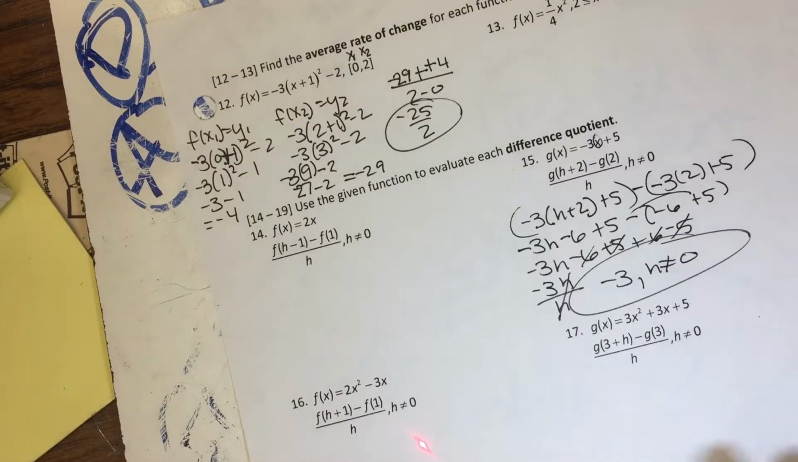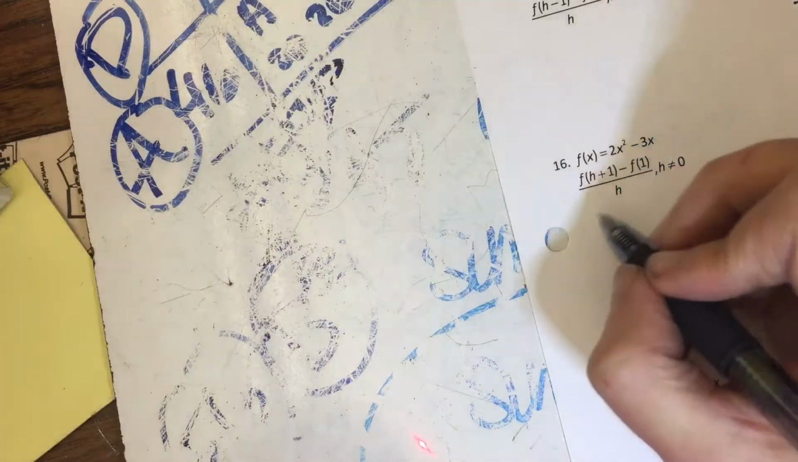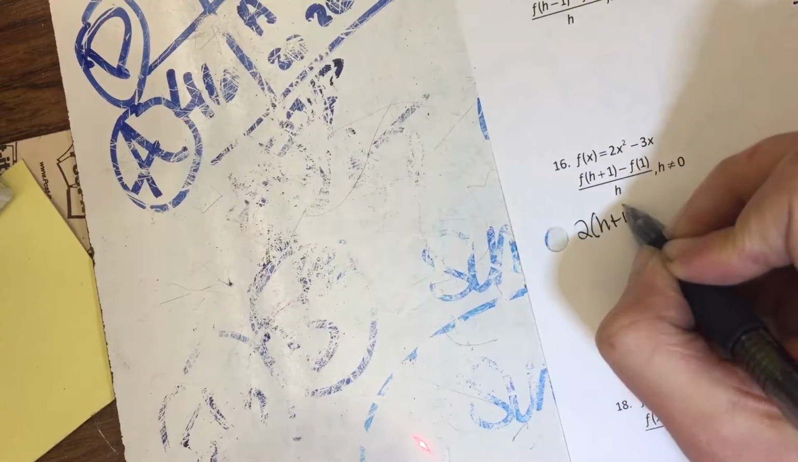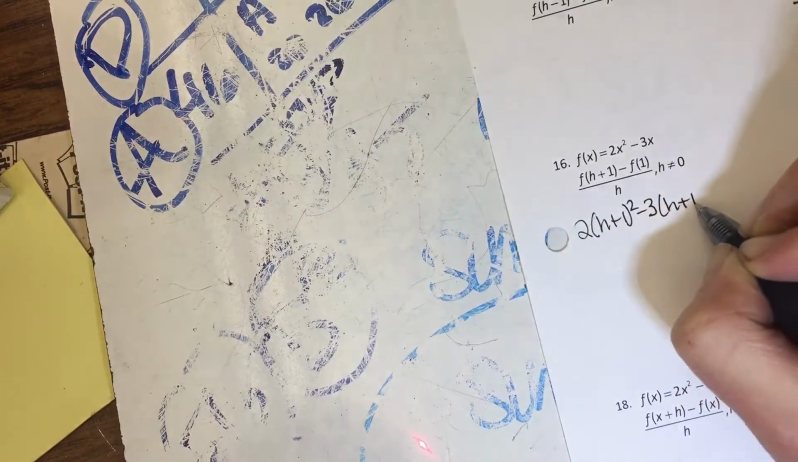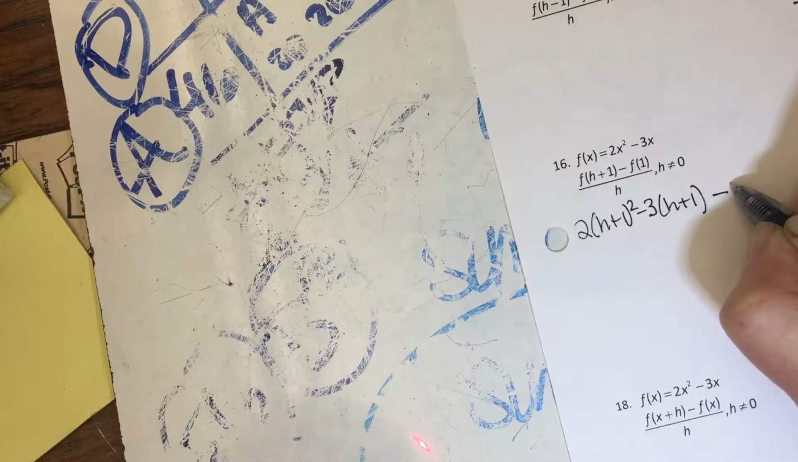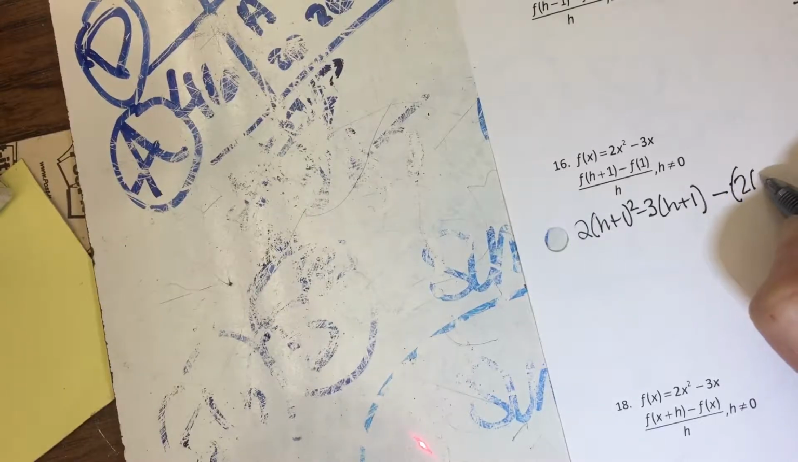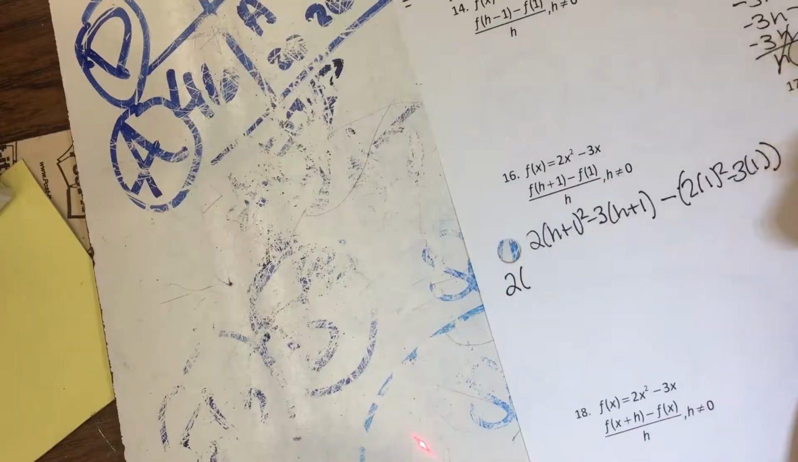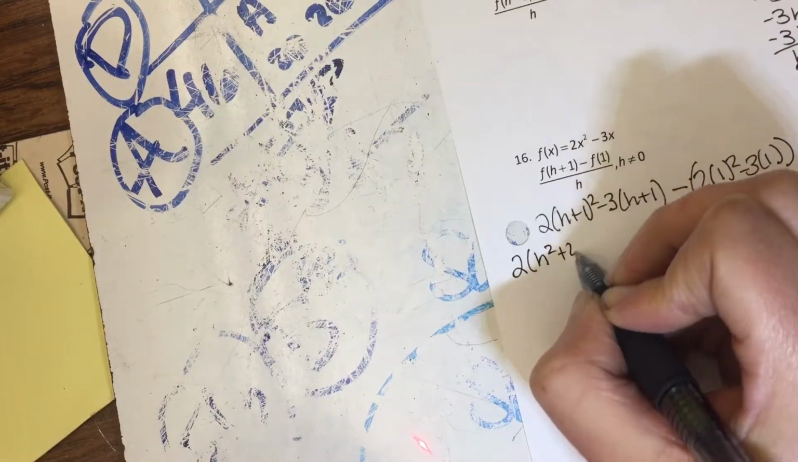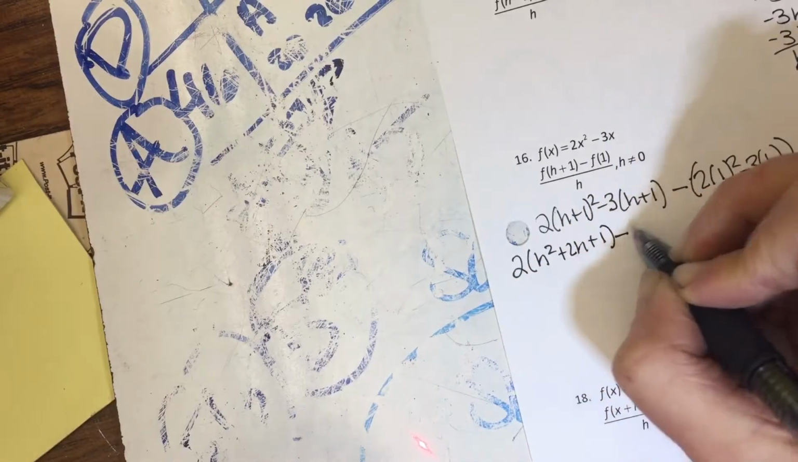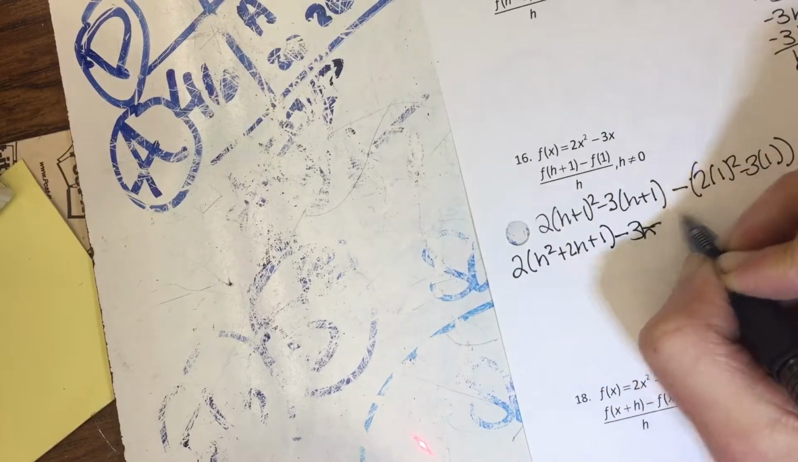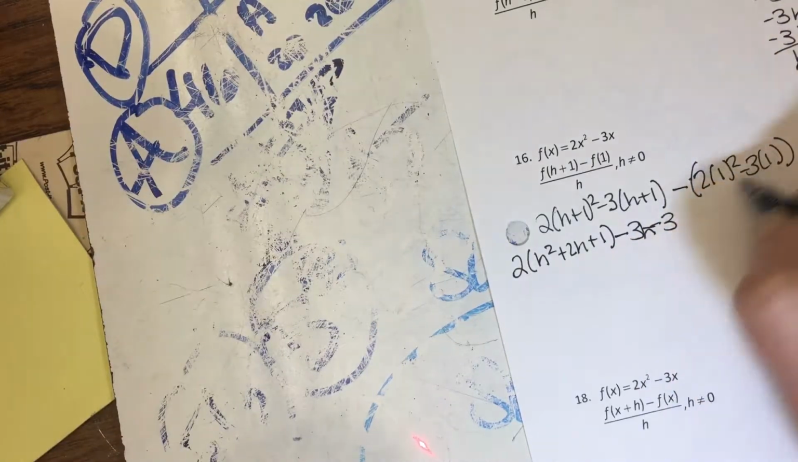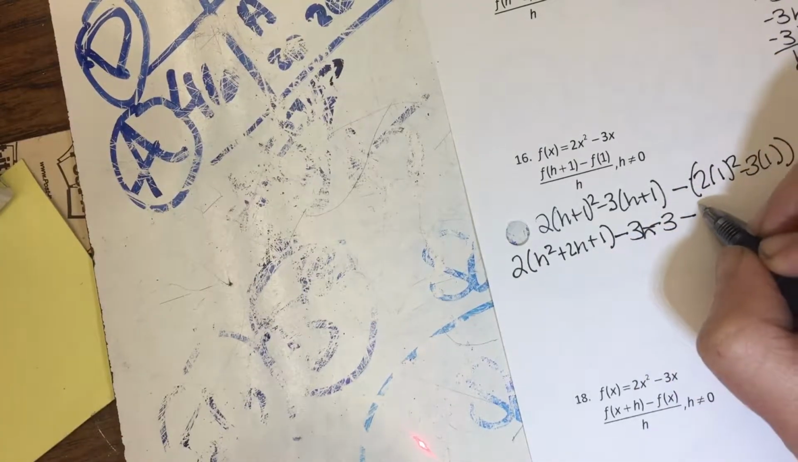Okay, let's look at number 16. Very, very similar. 2 times h plus 1 squared minus 3 times h plus 1 minus 2 times 1 squared minus 3 times 1. Okay, and so then that would be 2 times, I'm going to FOIL this quickly in my head. I've got my patterns down, so I already know what that is in my head. We just haven't practiced factoring a lot lately, and so you guys might not have that, but we're going to start practicing so you guys can get that down.